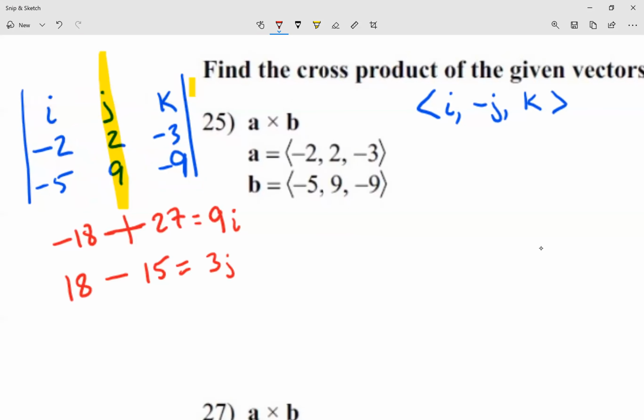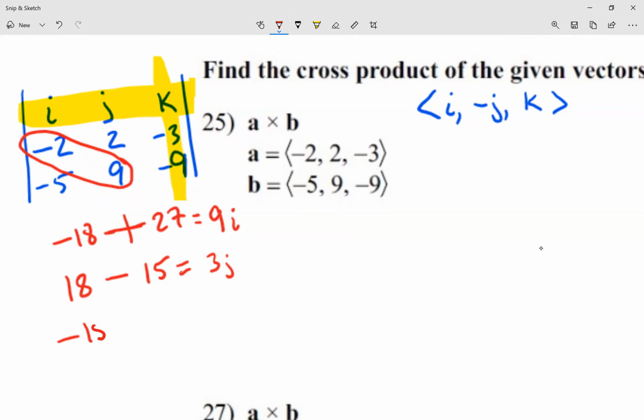Let me find my third determinant, my third value. Let me cross out the row with the letters, and let me cross out the column with the K. And I'm going to cross multiply. Negative 2 times 9 is negative 18, minus, there is always a minus, 2 times negative 5, which for now, let me call negative 10.